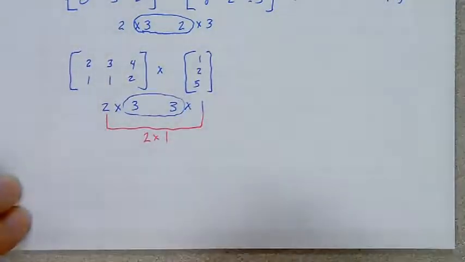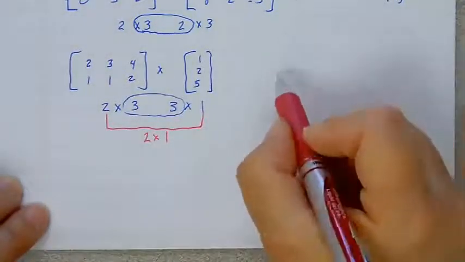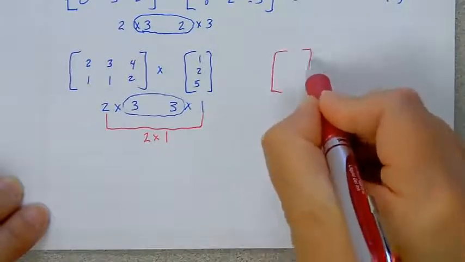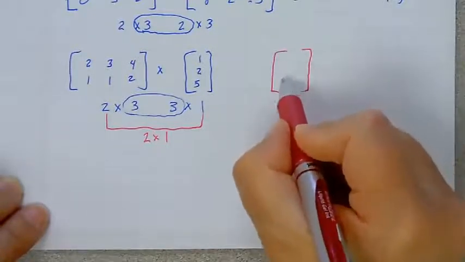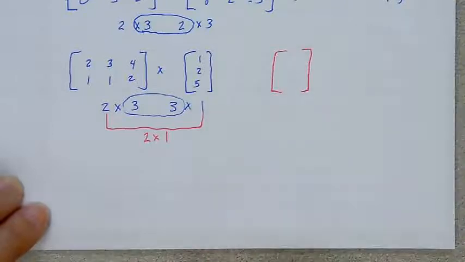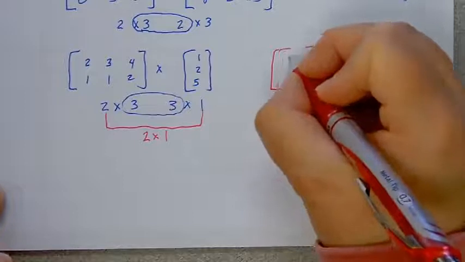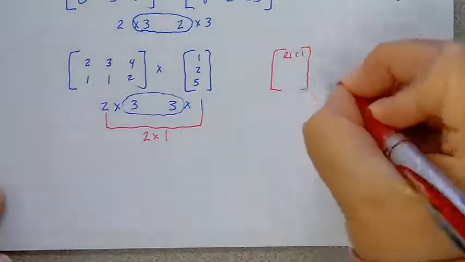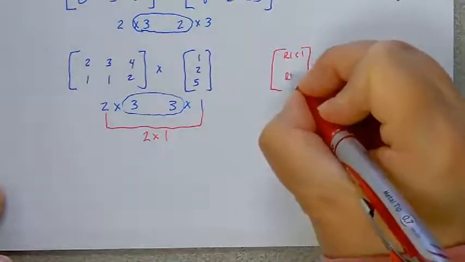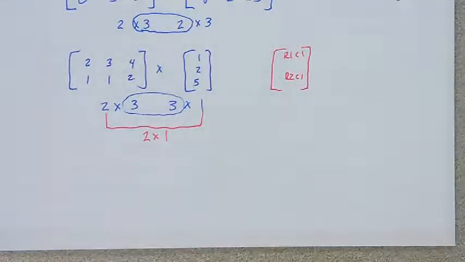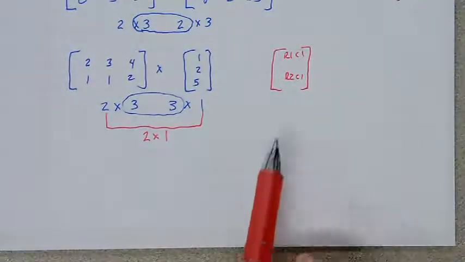So I start by drawing this out. I need 2 rows and 1 column. So here I have 2 rows and 1 column. So I'm going to think about the elements of this. This is row 1, column 1, and this spot is row 2, column 1. So those are the places that I'm going to look for my answer. So I'm going to start finding this one.